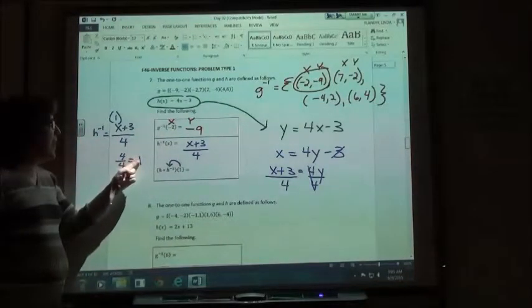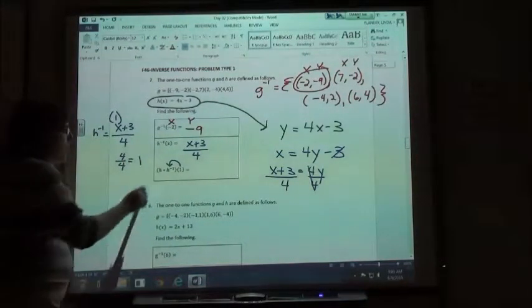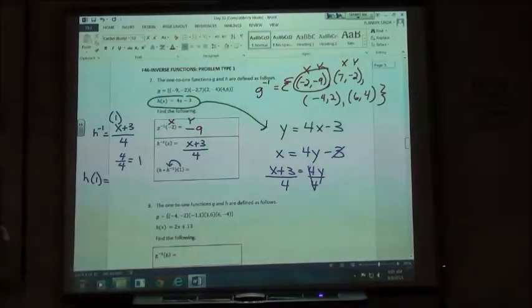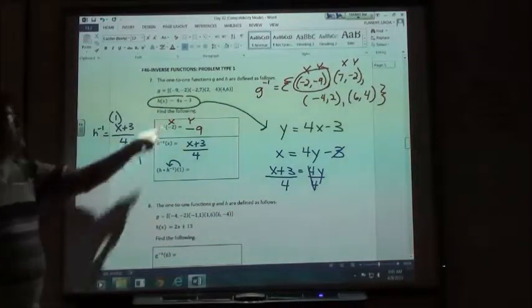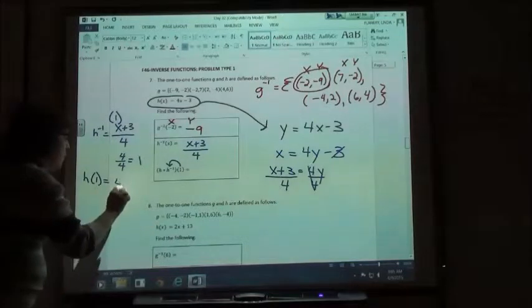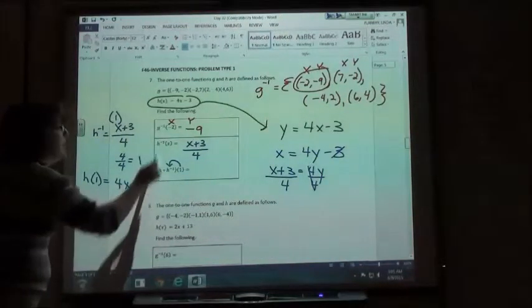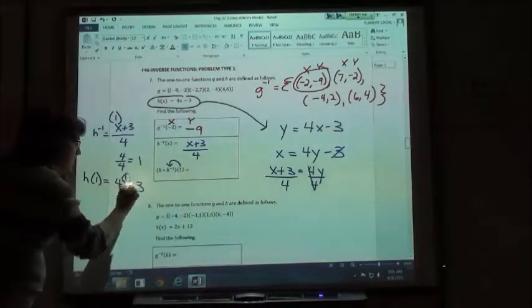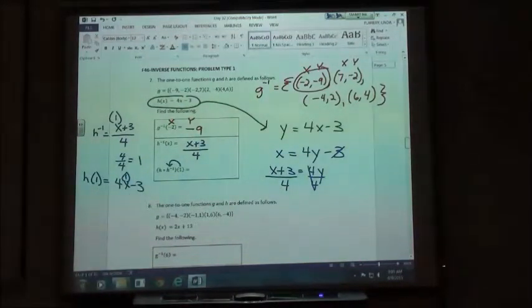Now once we got that answer, we're going to put it into the h function. So now we're going to do h of 1. The h function is our original function. So we're going to do 4x minus 3, which is our original function, but in for the x, we're going to put 1 again, because we got a 1 for our answer.